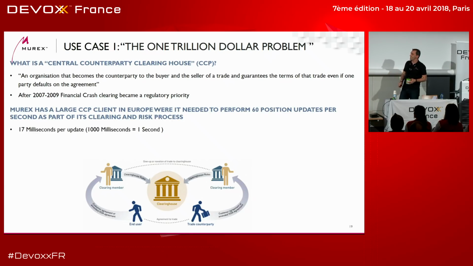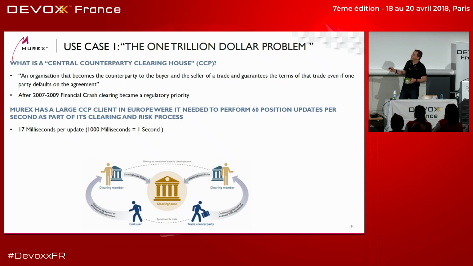Murex have one of these clients, one of the biggest clients in Europe. They were live, they were happy, but because clearing as a financial was getting more and more popular, everyone was clearing now. The system wasn't able to keep up with the amount of throughput they were getting from all the banks. So they said, Murex, we need a lot faster. So we said, well, how fast?